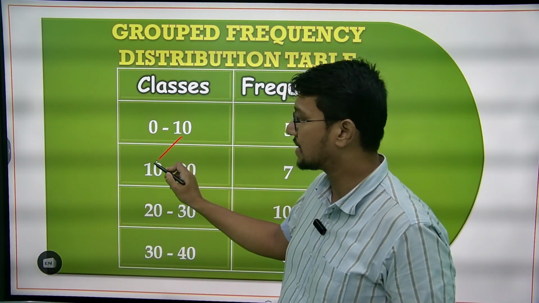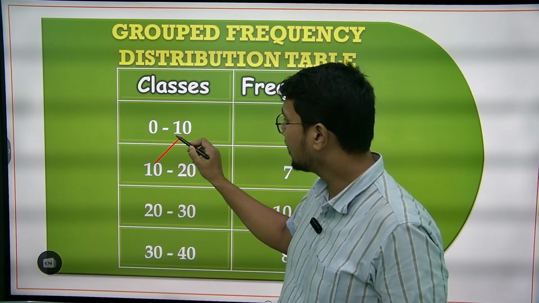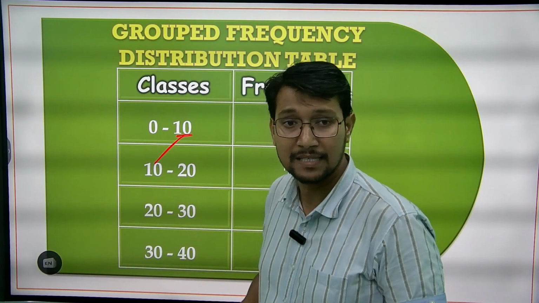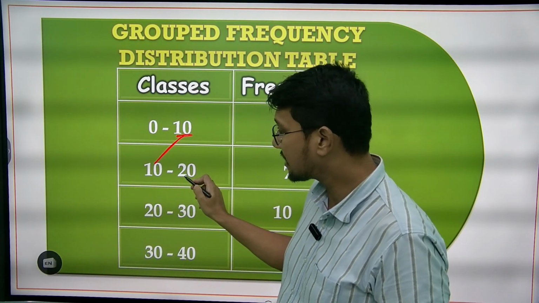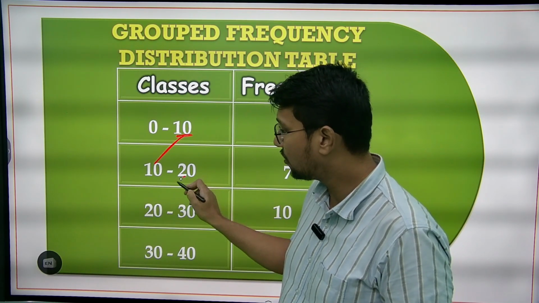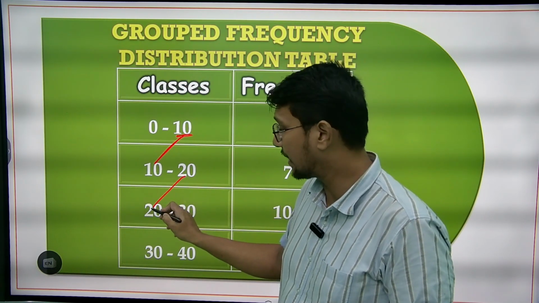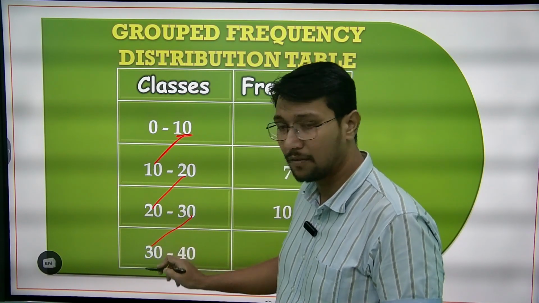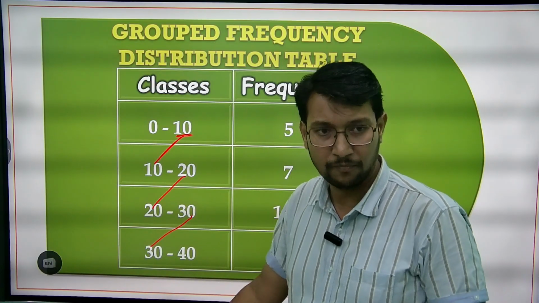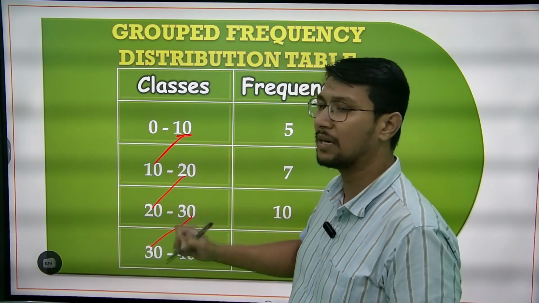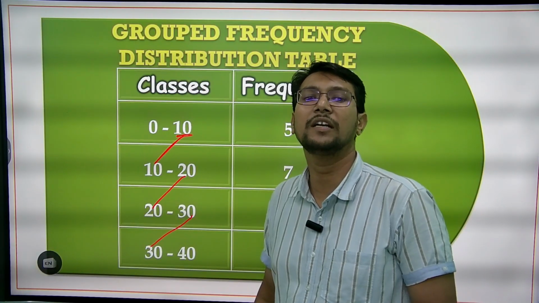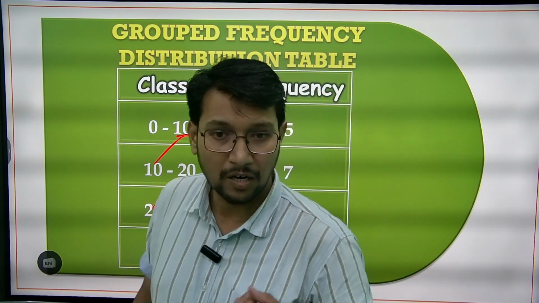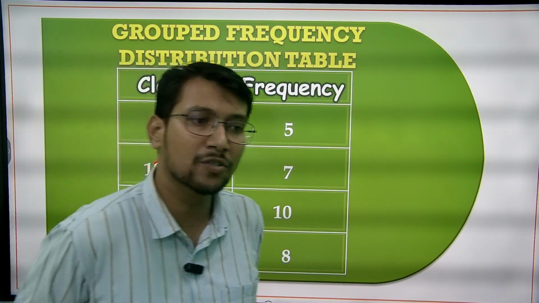Now if upper class limit of first class is the lower class limit of second class, once again, mark everyone. If upper class limit of first class is the lower class limit of second class, and upper class limit of second class is a lower class limit of third class, and upper class limit of third class is a lower class limit of fourth class, and so on. If it continues, this is known as what? Continuous classes or exclusive classes. Continuous classes or exclusive classes.